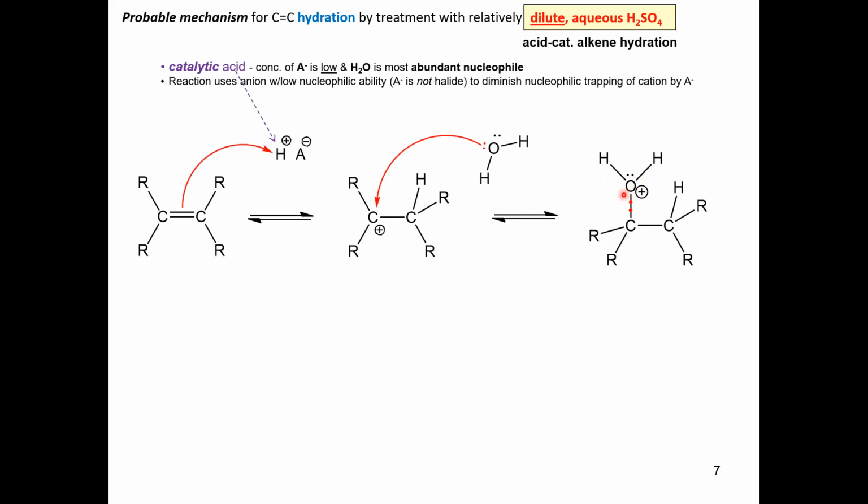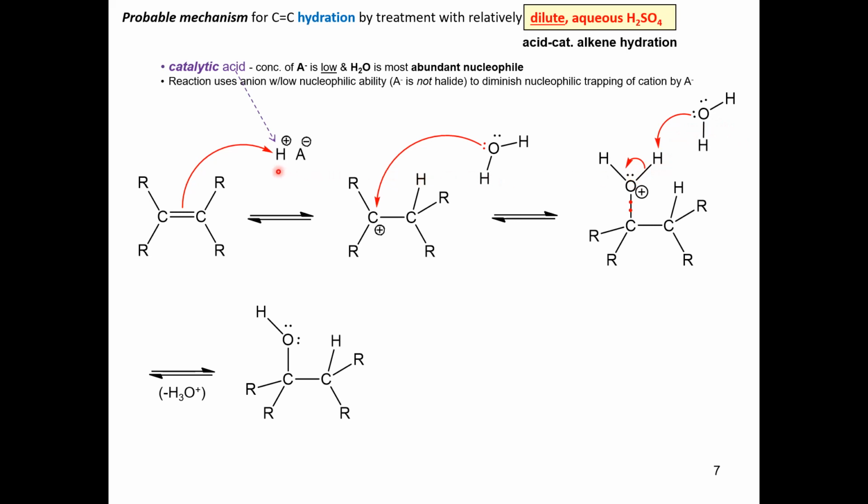Therefore, this oxygen-hydrogen bond is rather weak. The oxygen is pulling at the electrons in this oxygen-hydrogen bond, making that hydrogen acidic. So some very weak acid, like another water molecule, could come and remove this proton. These two electrons then go back to oxygen.